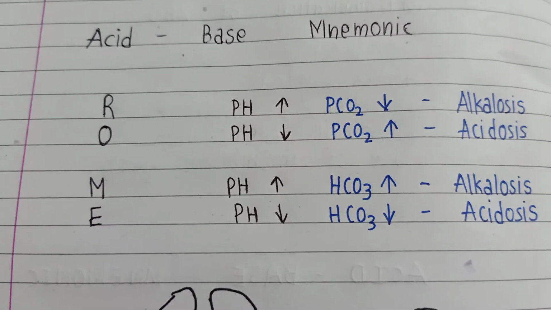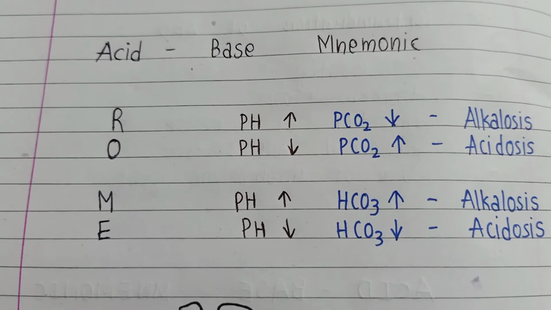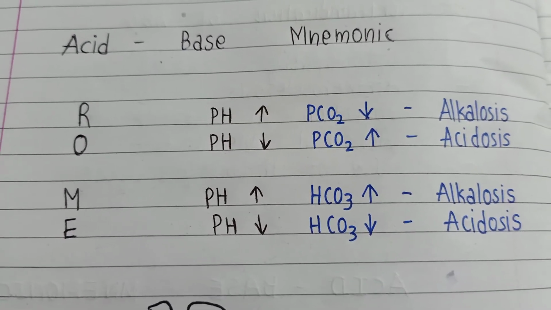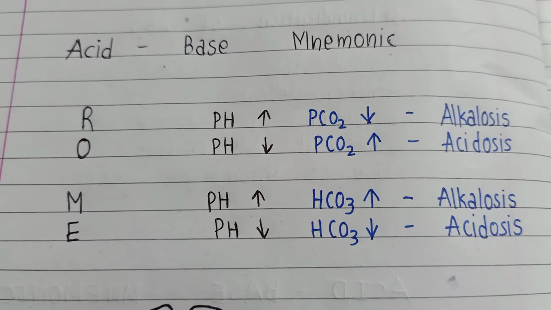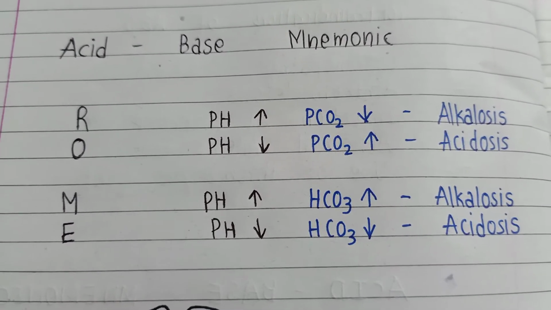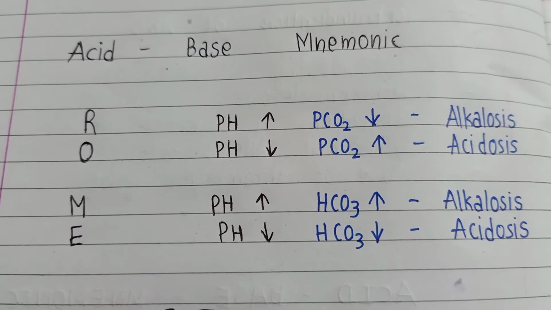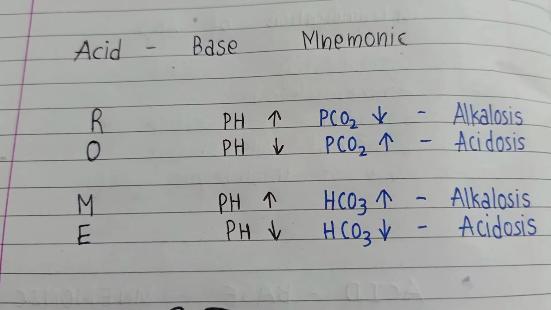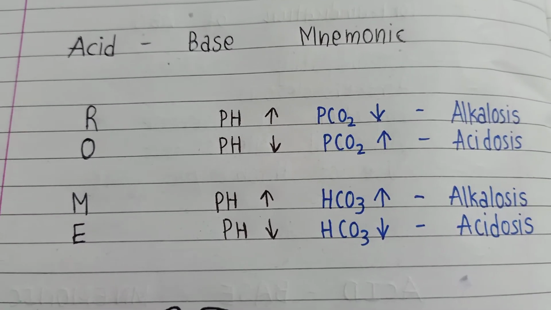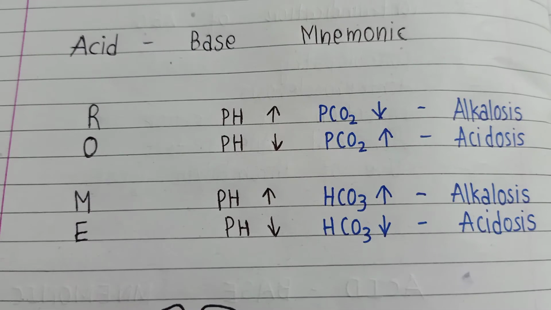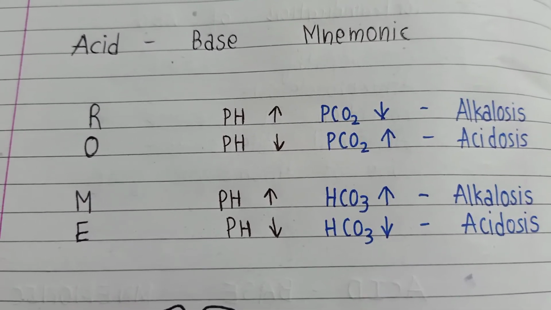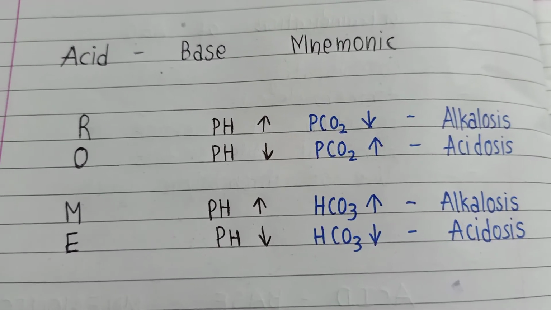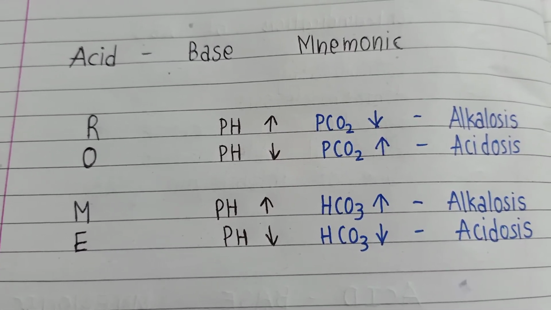Here you can see it is written ROME. Respiratory is opposite and metabolic is equal. So when pH is increasing and PCO2 is decreasing, it is a respiratory alkalosis. And if pH is decreasing and PCO2 is increasing, then it is an acidosis condition. So whenever the acidosis and alkalosis is respiratory, there is an opposite direction of the pH value and the partial pressure of carbon dioxide value.